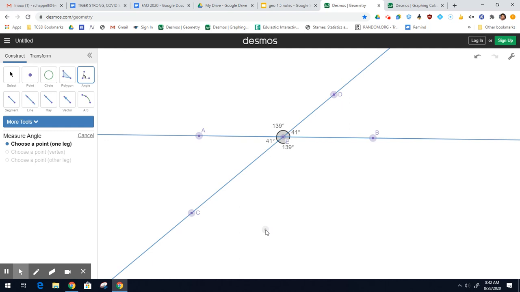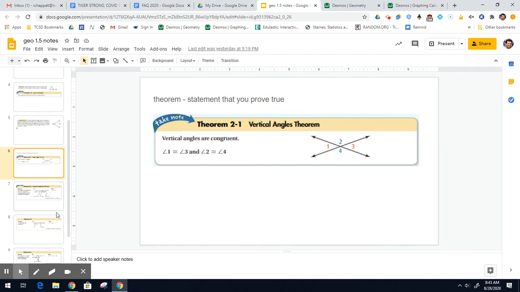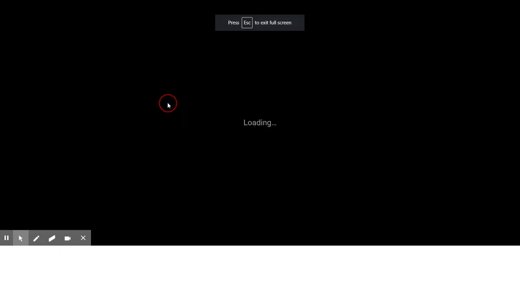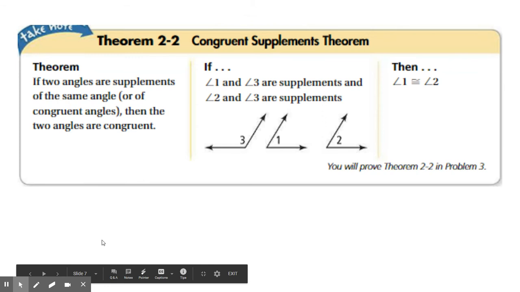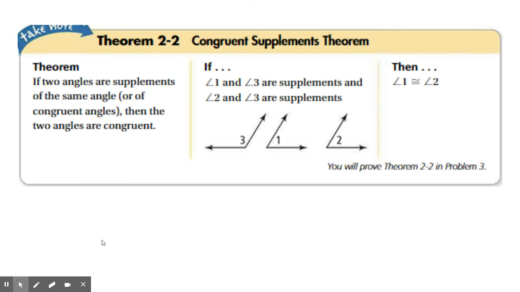Okay, cool. So vertical angles, very important to our continuing on this class, especially when it comes to proofs. Okay. Now I want to talk about one more theorem on this video. It's called the congruent supplements theorem. It's on the next one. Here you go, congruent supplements theorem. It says if two angles are supplements of the same angle or of congruent angles, then the two angles are congruent.